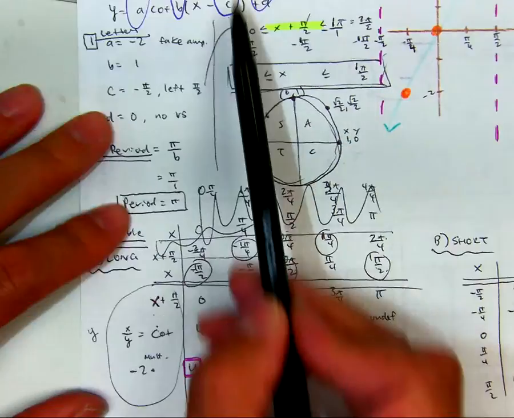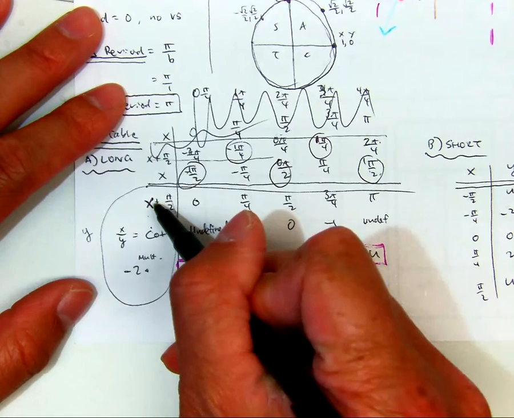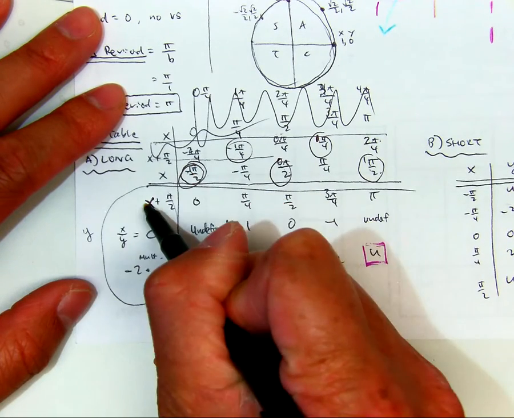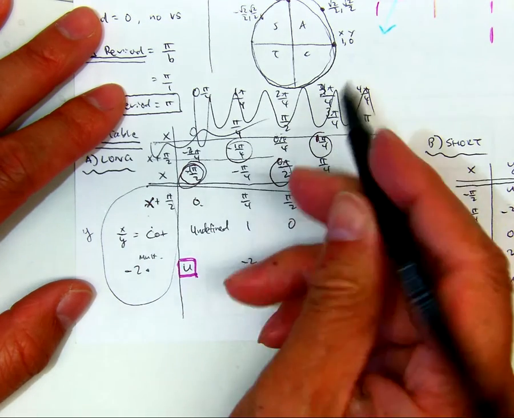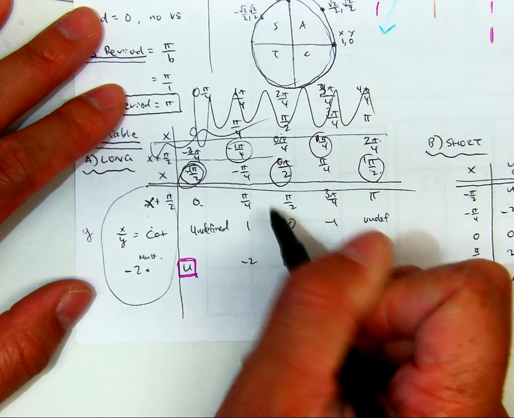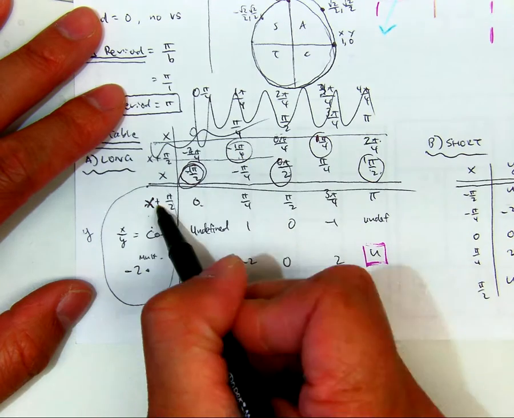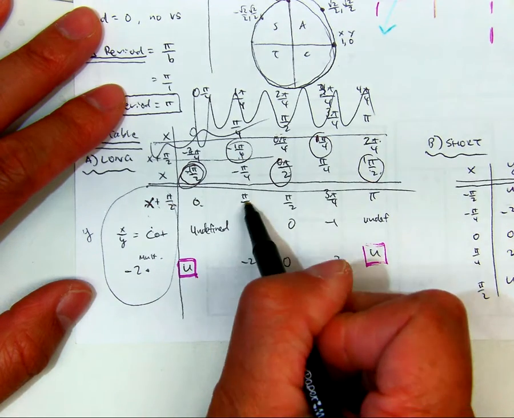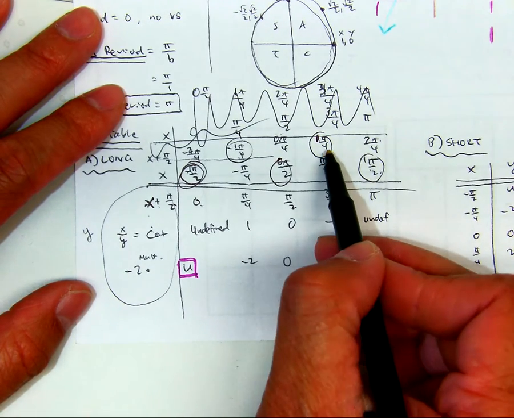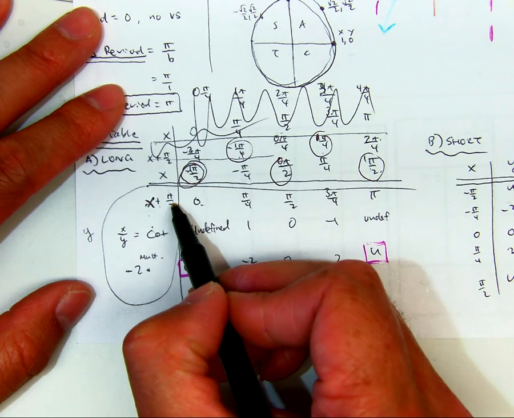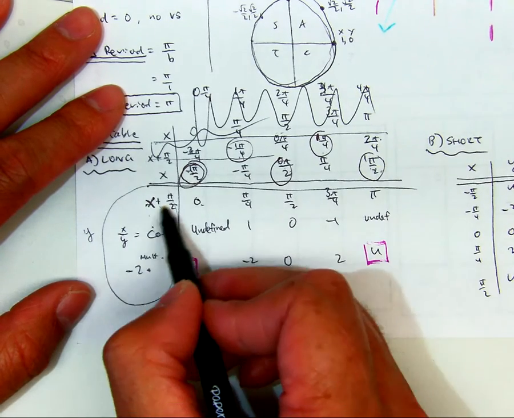So the first thing we're going to do is to my x values, I'm going to add pi over 2. So if I add pi over 2 here, or I take this circle number, put it in for x, I get negative pi over 2 plus pi over 2, which is 0. Negative pi over 4 plus pi over 2, so this is like 2 pi over 4, that gives you pi over 4. 0 plus pi over 2 is pi over 2. Pi over 4 plus 2 pi over 4 gives you 3 pi over 4. And pi over 2 plus pi over 2 gives you 2 pi over 2, which is just pi.